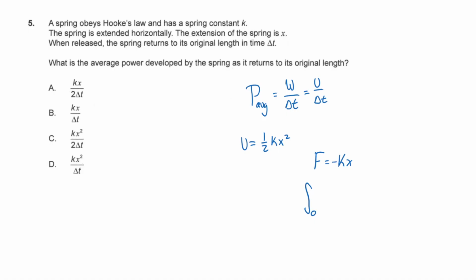So integrating from 0 to x, since that would be the extension of our spring, we integrate the force dx. Well, the force is equal to this right here. So we have this, and then that's x squared divided by 2. So yes, what we have is 1/2 kx squared. And that is what our U was equal to, right?